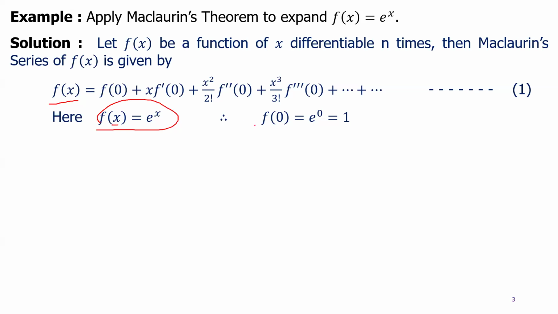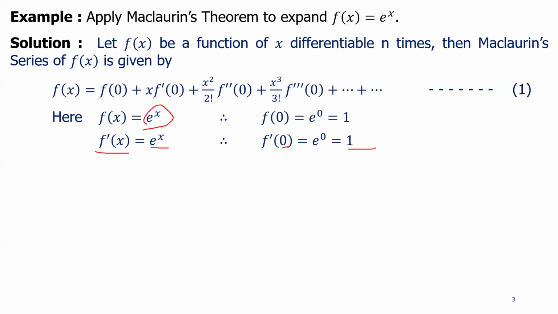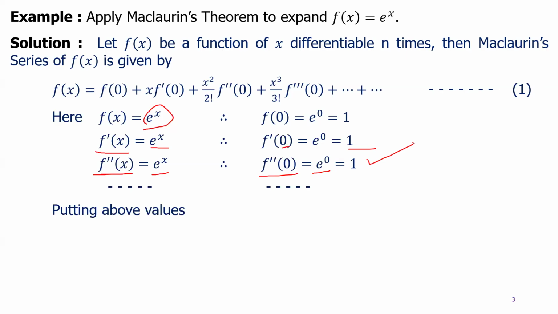Now if you put x equal to 0, f of 0 is nothing but e to the power 0, which is equal to 1. Similarly, if you want to find the derivative of f of x, which is written as f dash of x, the derivative of e to the power x is e to the power x, and if we put x equal to 0, again e to the power 0 is 1. Let us find the double derivative of f of x. So f double dash of x is again f of x. So f double dash of 0 is e to the power 0. We are again getting the same answer and so on. So if we differentiate n times, definitely we get the same answer.